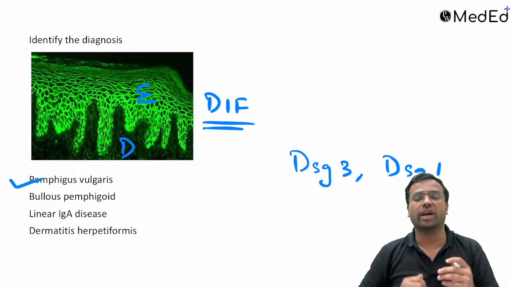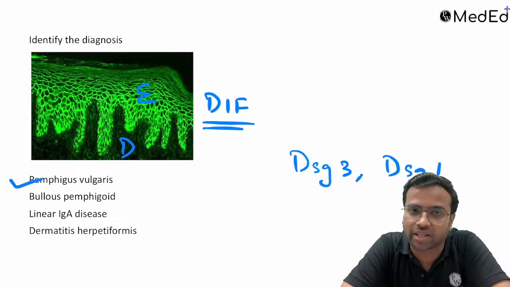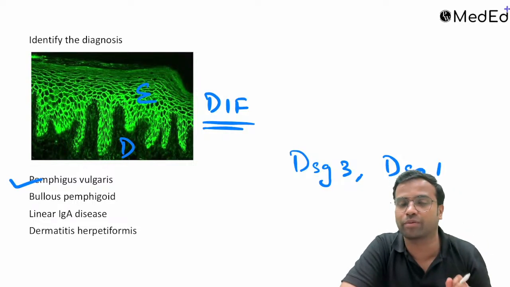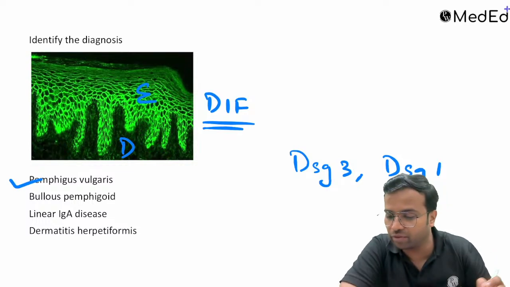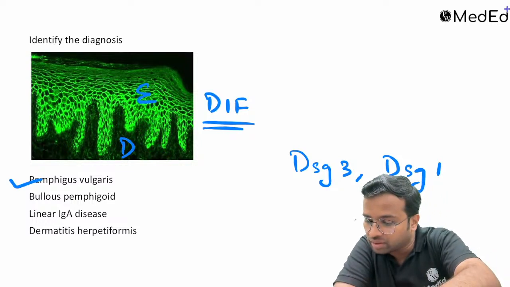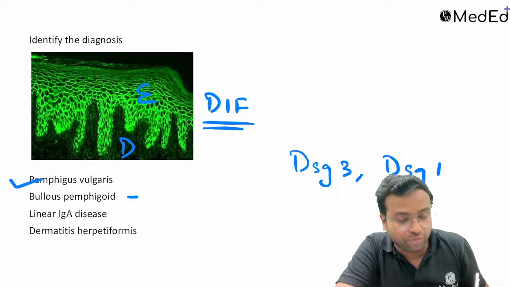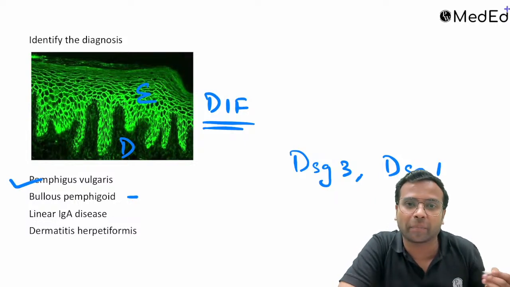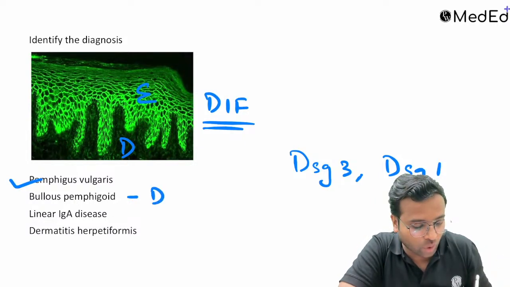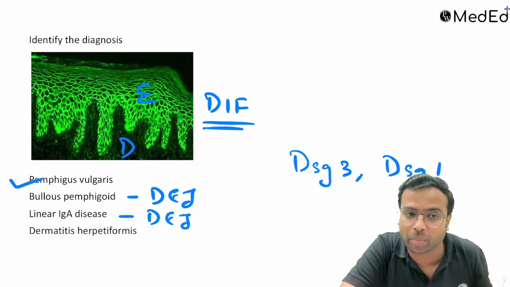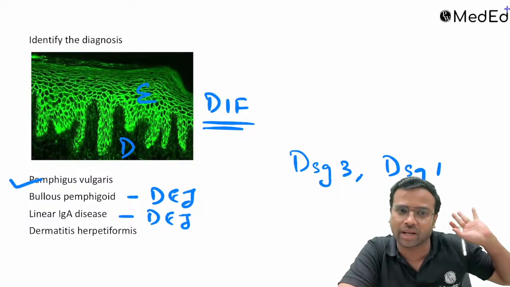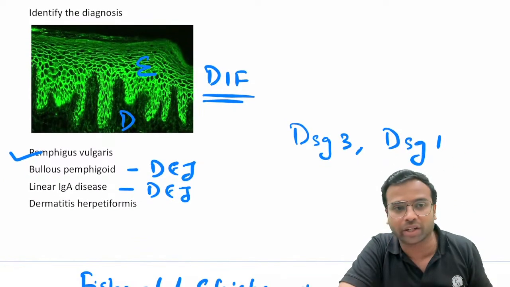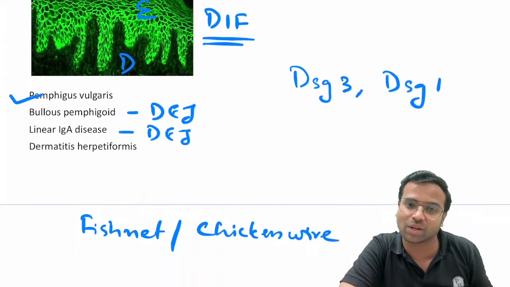Why? Because we have an intraepidermal blistering disease here, because the bulla is already formed in the stratum spinosum usually, whereas in bullous pemphigoid we will usually be getting the blisters around the dermoepidermal junction, isn't it? In linear IgA disease also it is going to be in the dermoepidermal junction. In dermatitis herpetiformis, over the papillary tips, correct? So here I guess all of you must have got it right. The correct answer is pemphigus vulgaris.